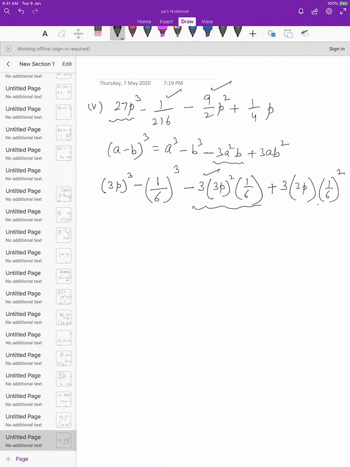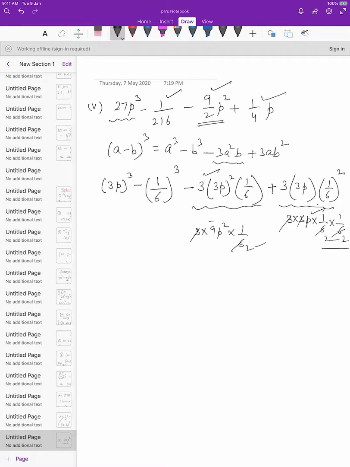So when I open this bracket, I will get 3 into 3p square will become 9p square into 1 by 6. So that gives you 9 by 2 p square, which is exactly matching this. Now look at the last term. If I open it out, I will get 3 into 3p into 1 by 6 into 1 by 6. 3 to the 6 here, 3 to the 6. So we'll get 4 in the denominator, p in the numerator. So we'll get 1 by 4 p.